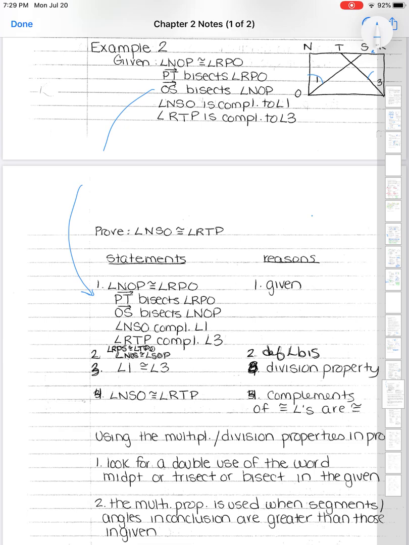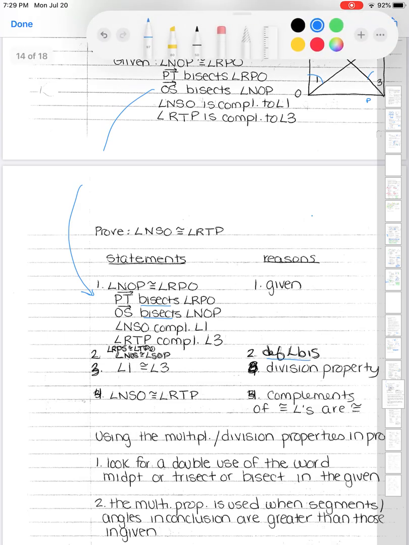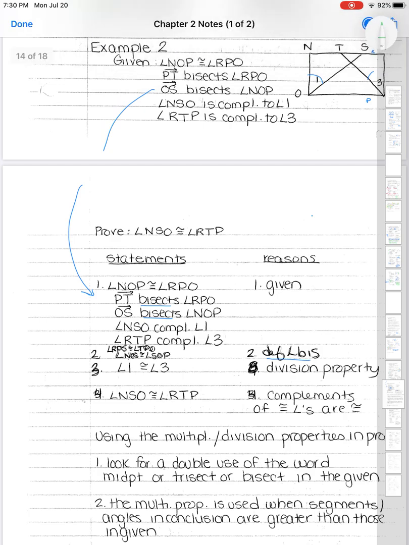All right, so example 2 says we have a lot of information here. So I would even just right off the bat go and copy it down. So NOP is congruent to RPO. I got cut off here, so R's up at the top here, P must be down here. PT bisect. Again, you're seeing a vocabulary word. What's being bisected? An angle. So that's why I have my reason 2 here. When an angle is bisected, it splits it in half.